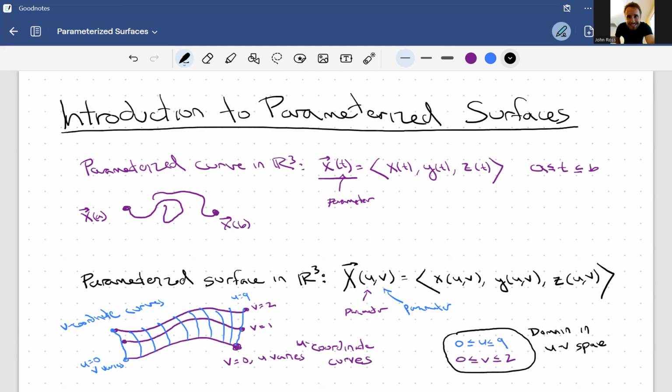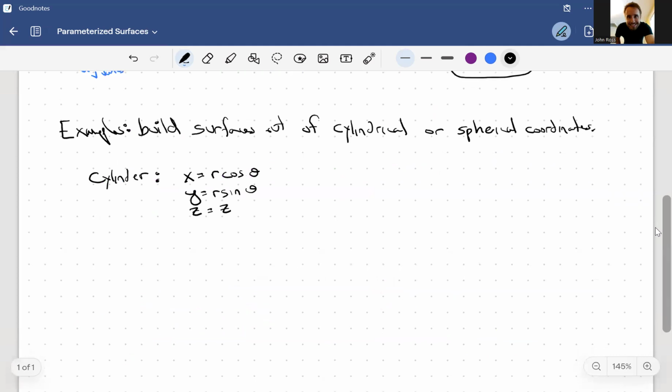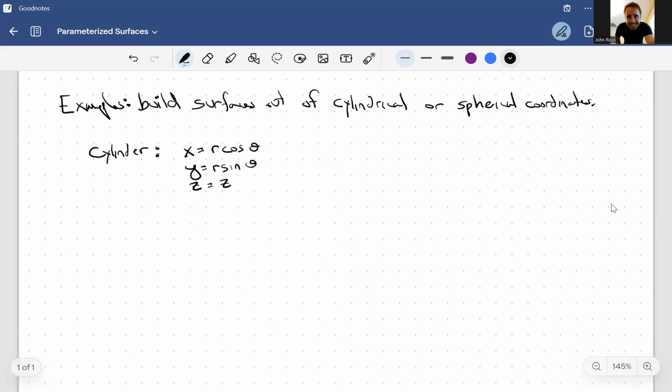All right, and so we'll see many examples of parameterized surfaces. In the video, I just want to introduce one broad type of example, and that is the type of example that we'll get when we build surfaces out of pre-existing coordinate systems. So typically either cylindrical or spherical coordinate systems. And I say these are examples. There are many examples here, but I will talk through one specific example with the cylinder.